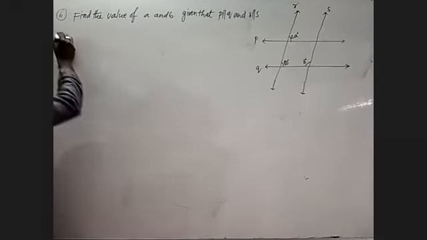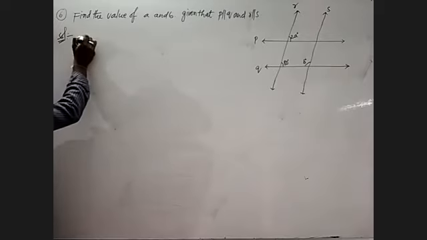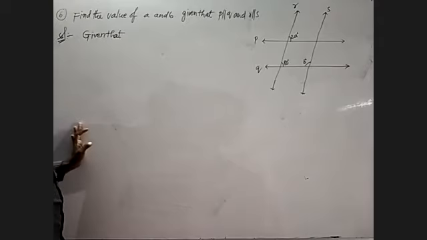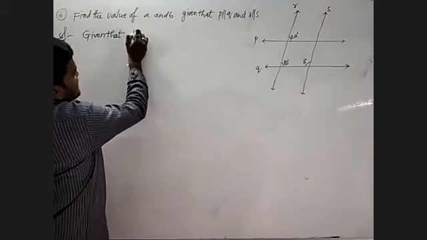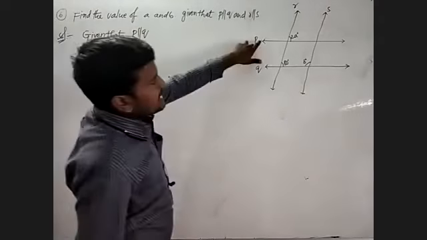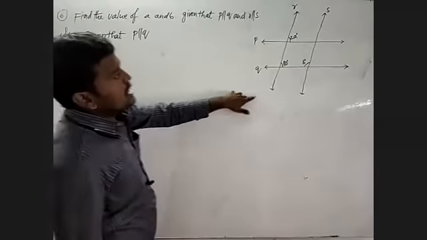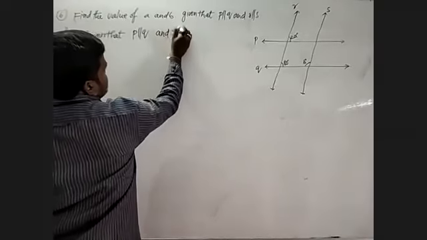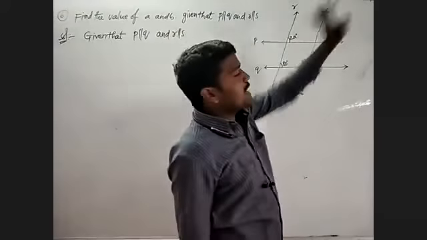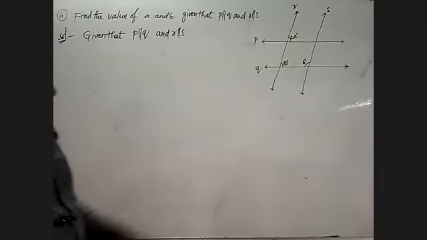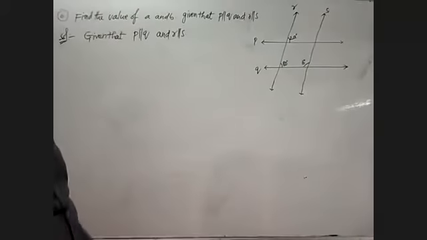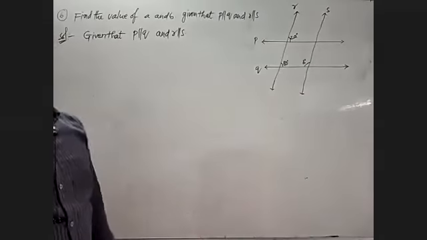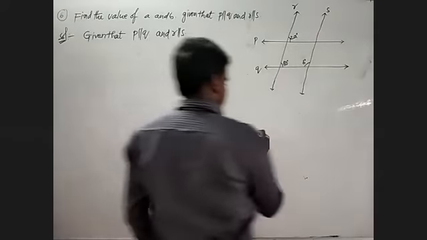What is given in this problem? Given that P is parallel to Q. After that, R is parallel to S. This line R is parallel to S. First I will write 2A is equal to 80 degrees. Why? Because both are corresponding angles. Once again I will explain.